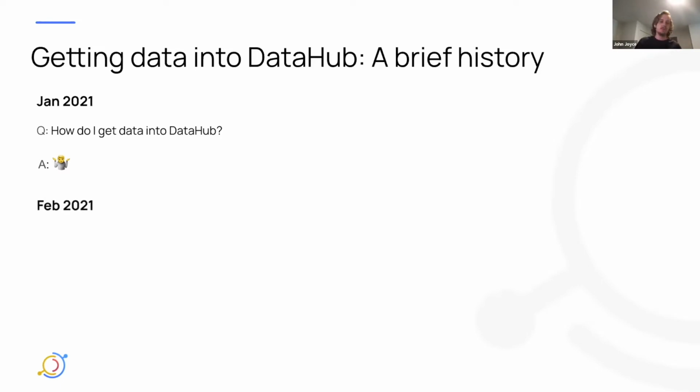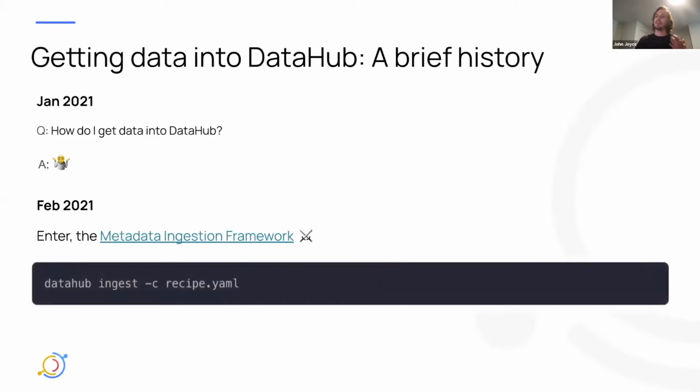Come February 2021, we decided to actually build an answer to that question, which was the metadata ingestion framework. What this allowed us to do is to ingest metadata using a simple DataHub ingest command. Since then, we've seen how powerful it is to break things down into simple standardized abstractions. We've gotten a myriad of different contributions to the ingestion framework since we rolled this out, even for some sources that the team probably hadn't ever heard of before.